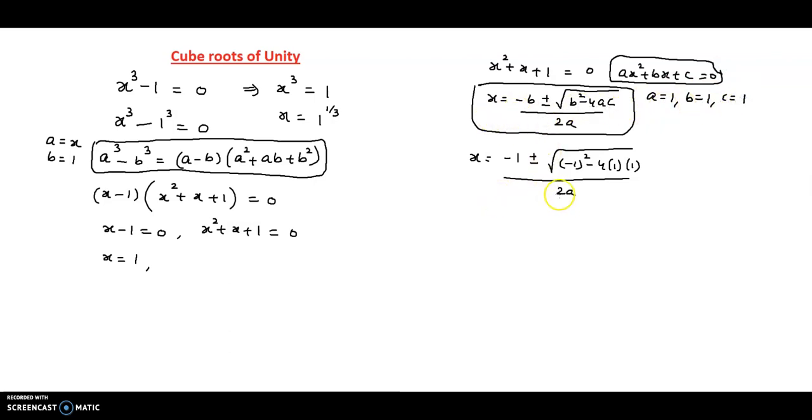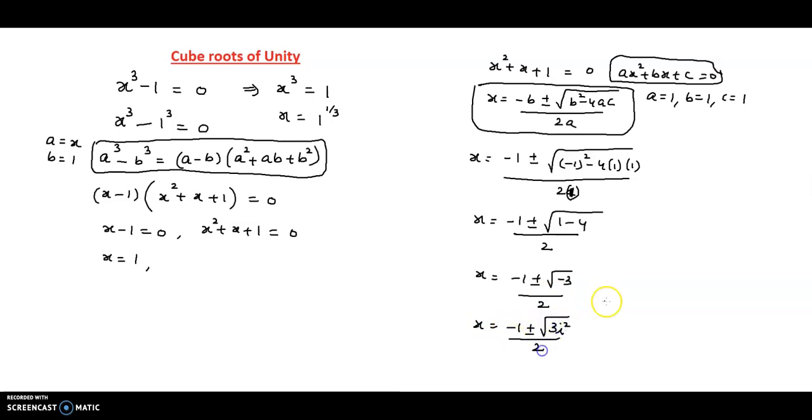We are using 2a in the quadratic formula. 2a means we can write this as 2 into 1. So x equals minus 1 plus or minus root of 1 minus 4, whole divided by 2. That is minus 1 plus or minus root of minus 3, by 2. And we all know that when we have a negative sign inside the root, we can use the value of iota square, because remember iota square equals minus 1. So for the minus sign we can use iota square. So we get the values of x as minus 1 plus or minus iota into root 3, by 2.